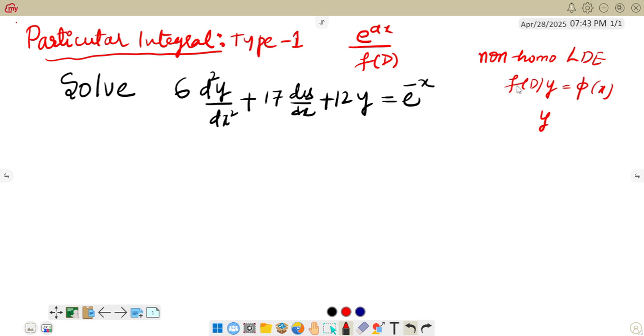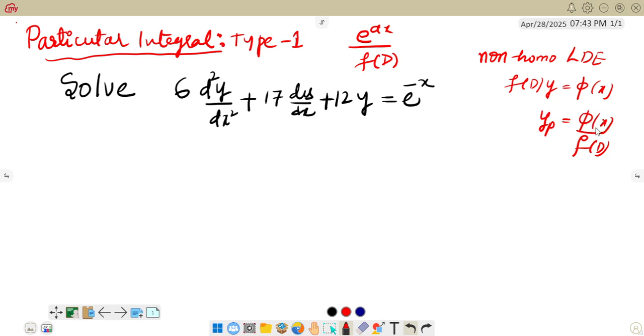As I told in the previous examples, the solution of a non-homogeneous differential equation contains the complementary function as well as the particular solution or particular integral. So our main concentration is to find the particular integral. What is the particular integral? yp becomes the right side phi of x divided by function of D. Now we are discussing particularly the particular integral.